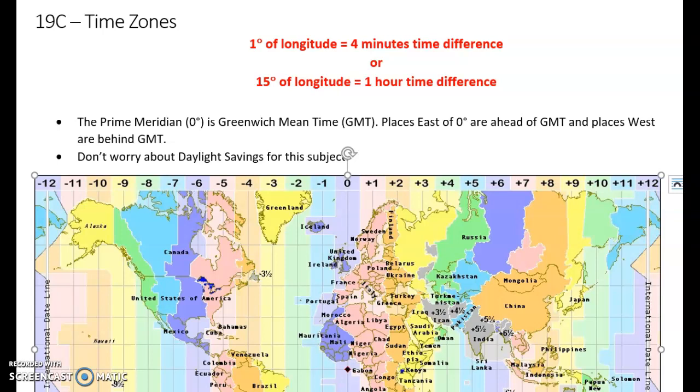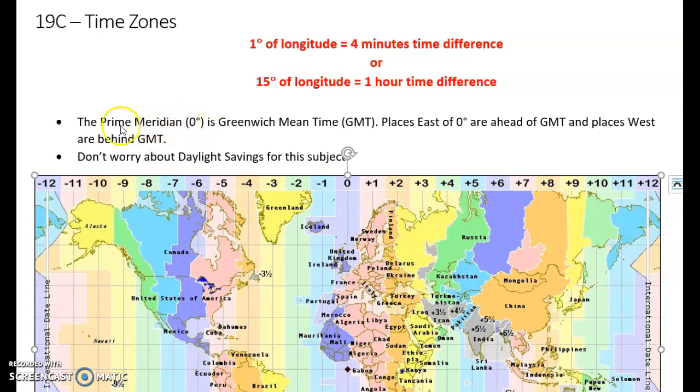Let's have a look at time zones, which is our focus for today's lesson. With time zones, obviously different parts of the earth are exposed to daylight and nighttime at different times of the day. So that's why we have time zones. When you're working with time zones, you've got to assume that every 1 degree is a 4-minute time difference, or 15 degrees is 1 hour time difference, because 4 times 15 is 60. 60 minutes is an hour. So that's how they came up with that.